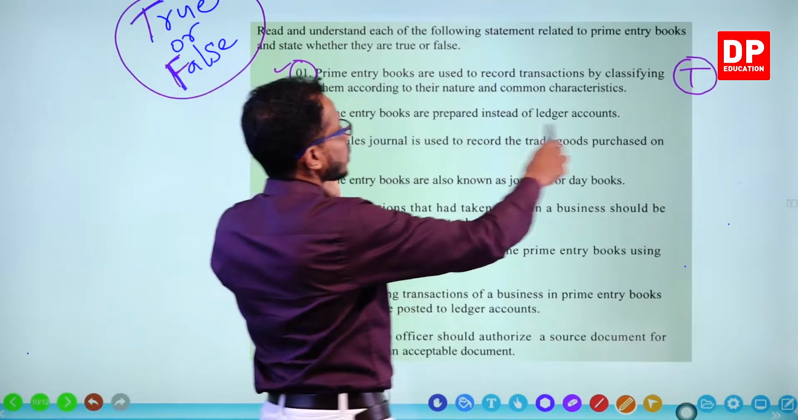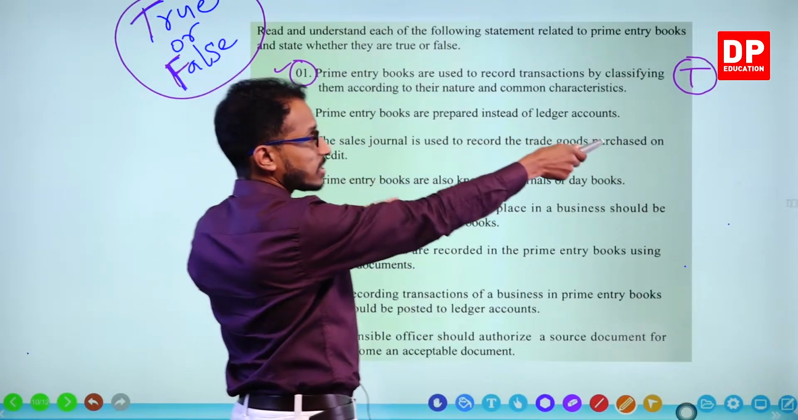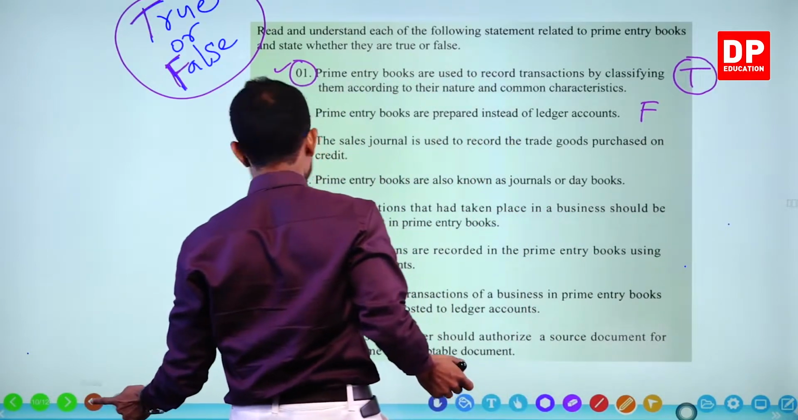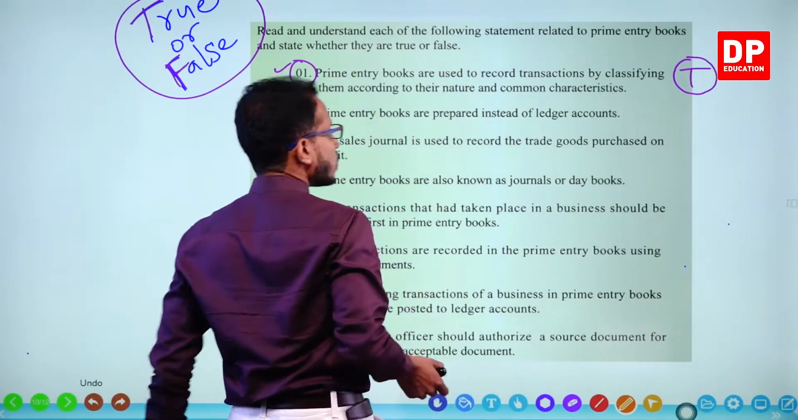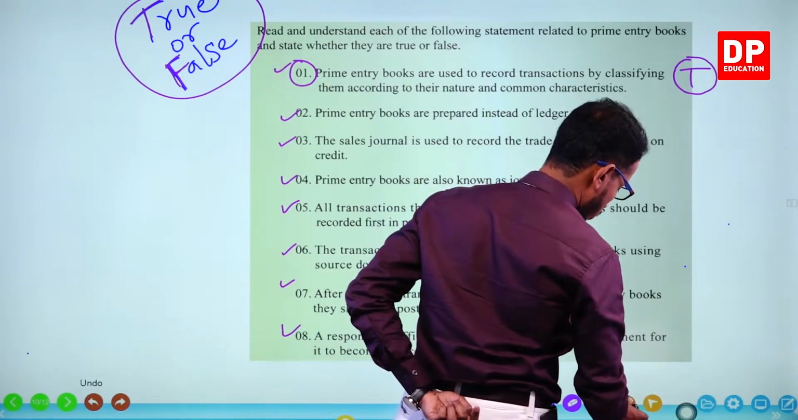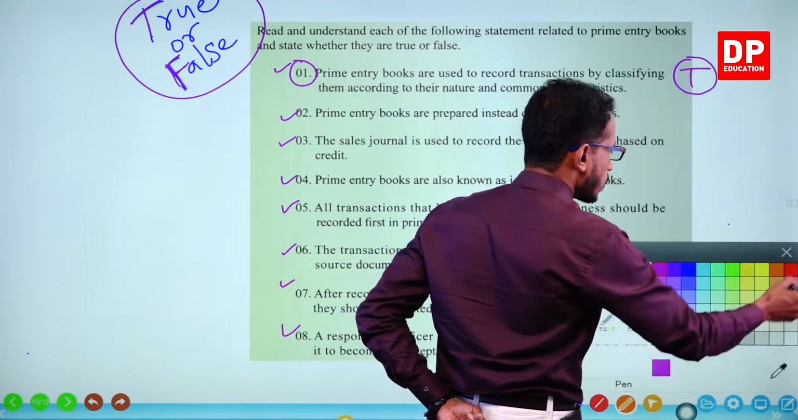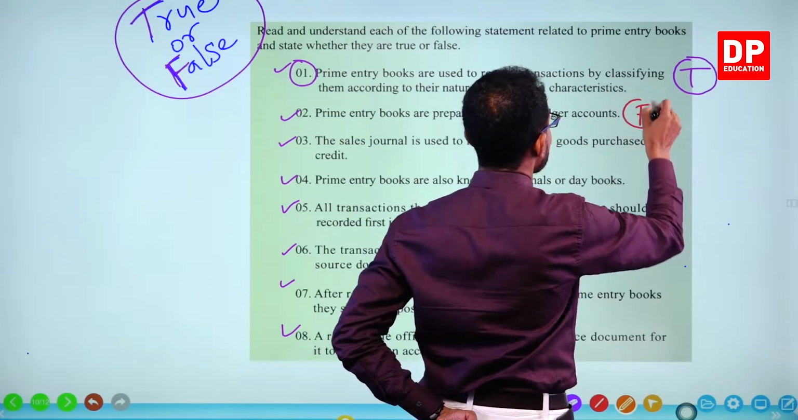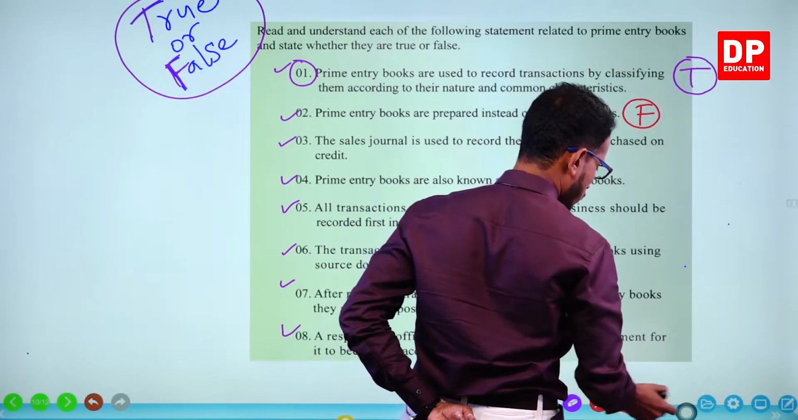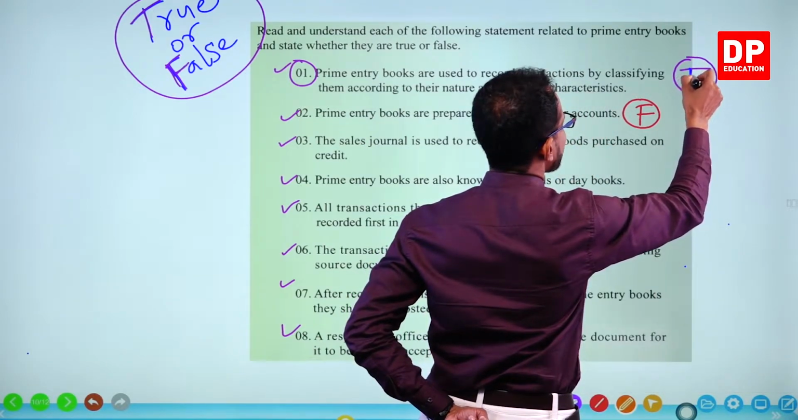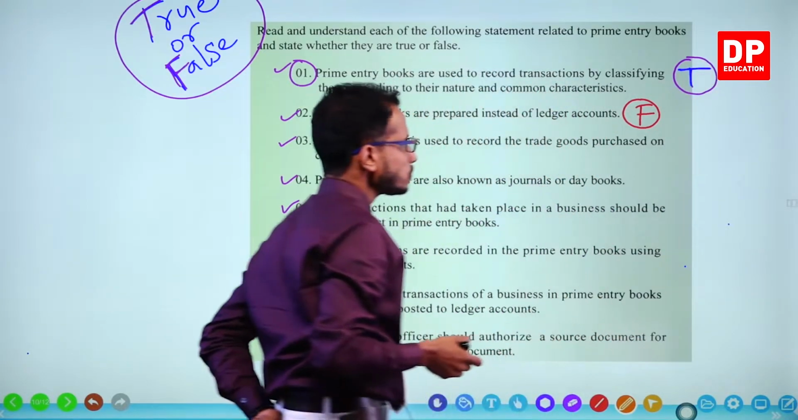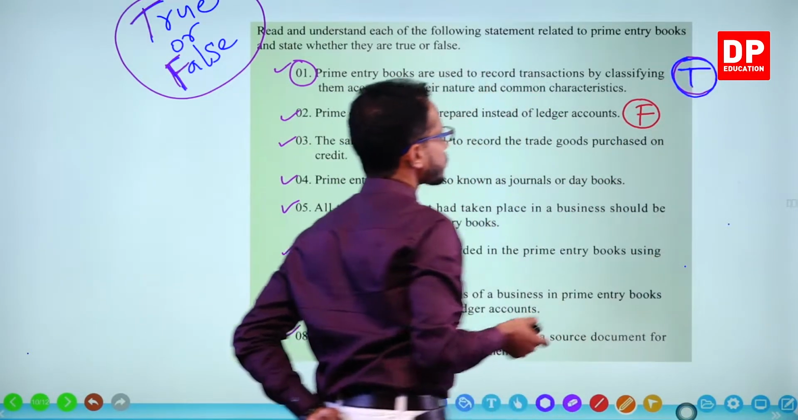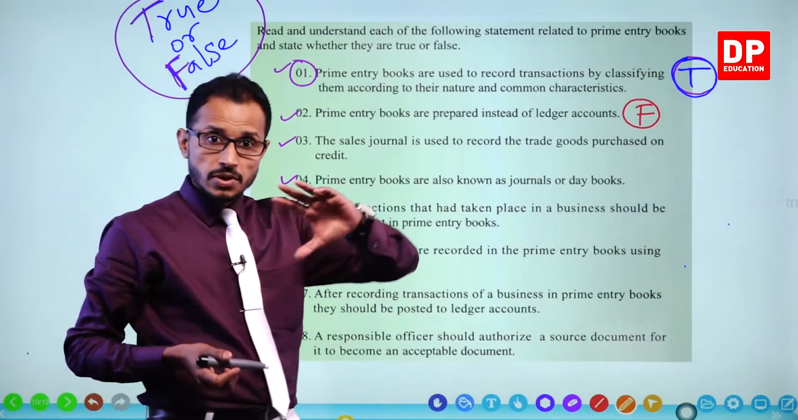So, prime books are prepared instead of ledger accounts? No, false. We'll use a different color for false. Okay, false. First one true, second one false. We'll check the third one.